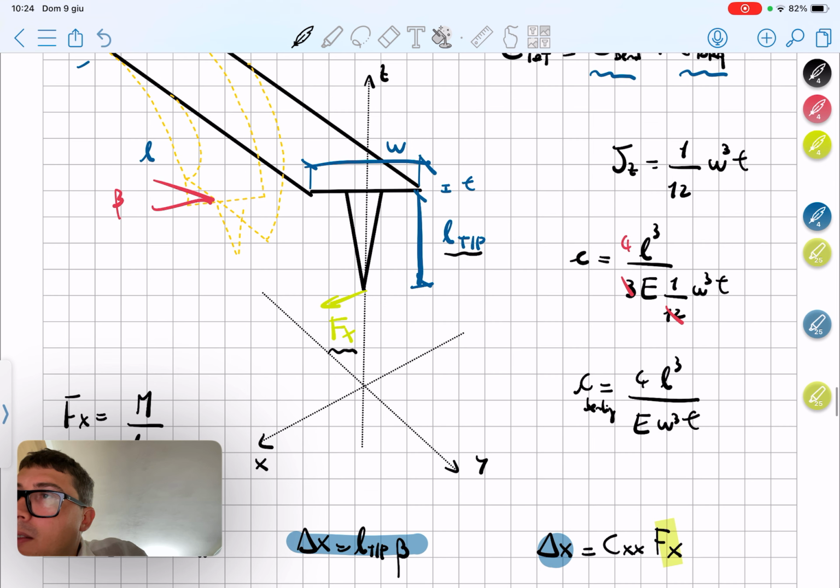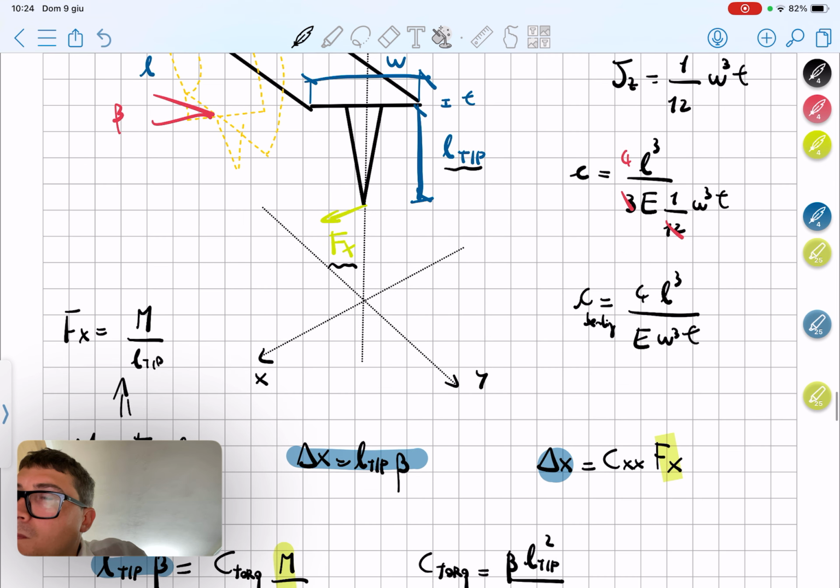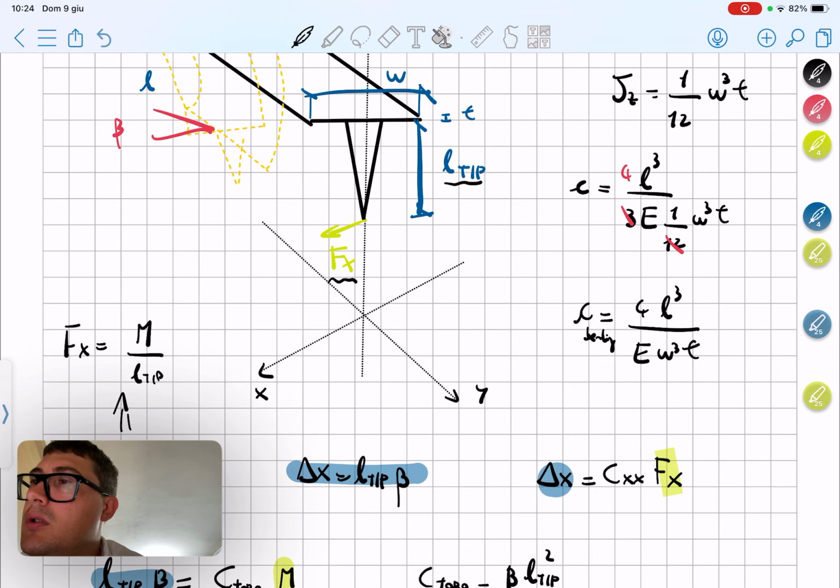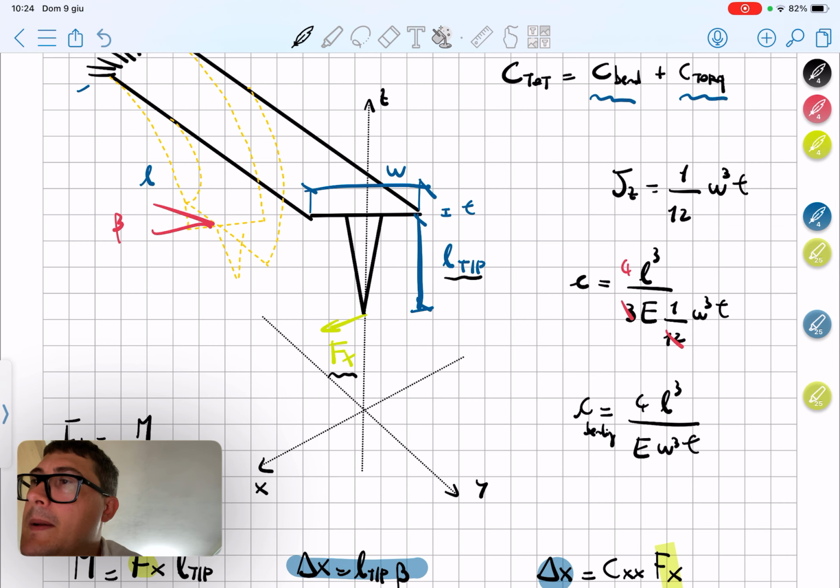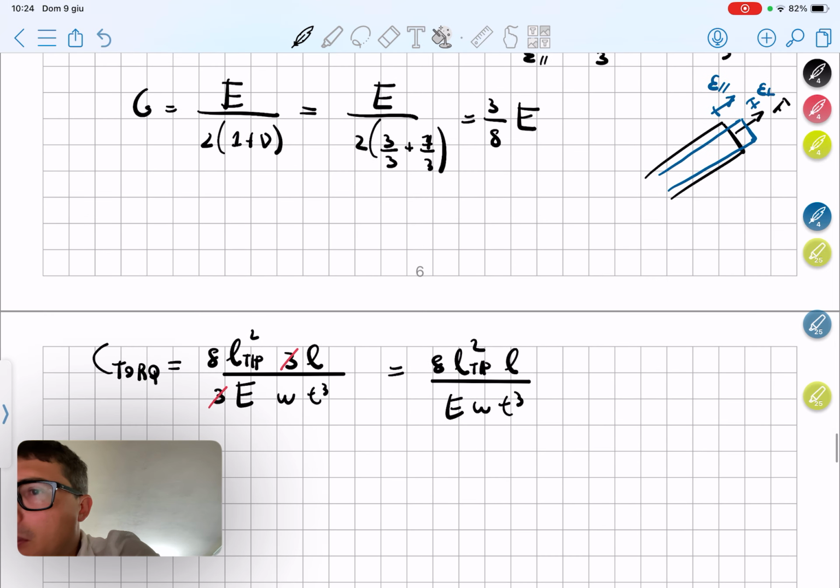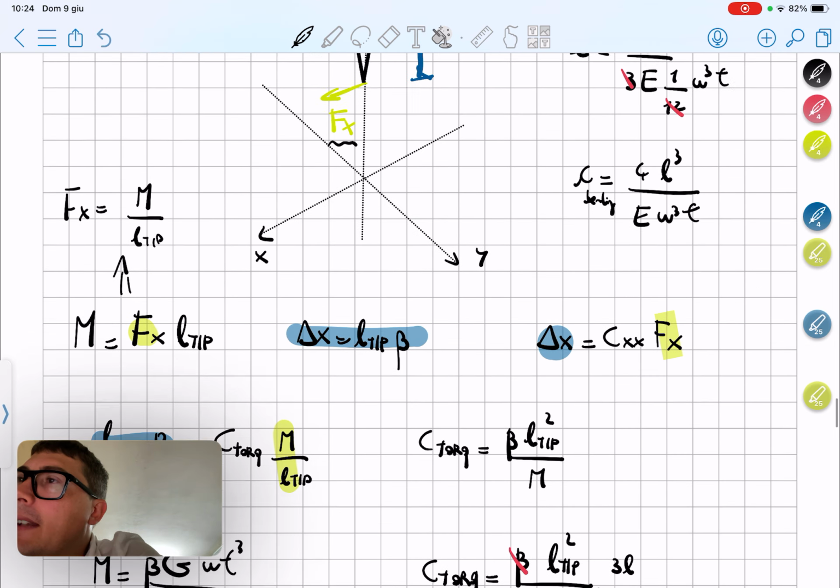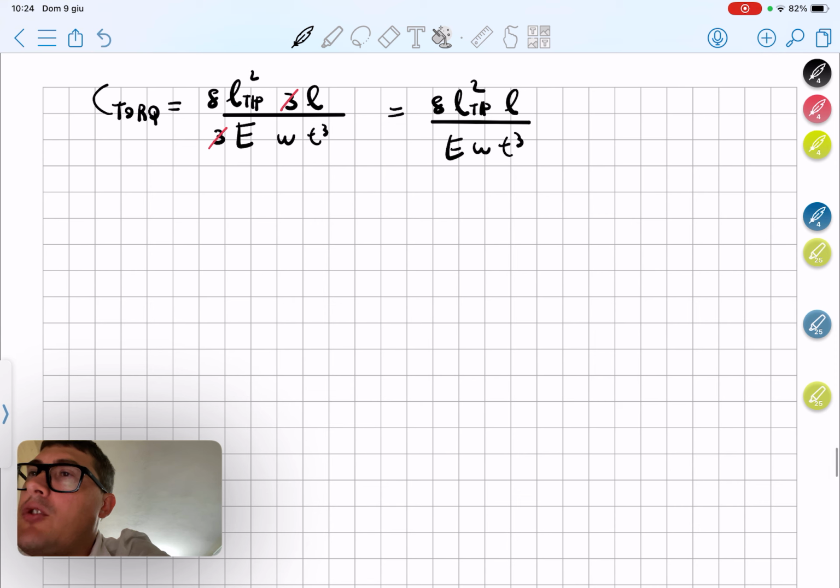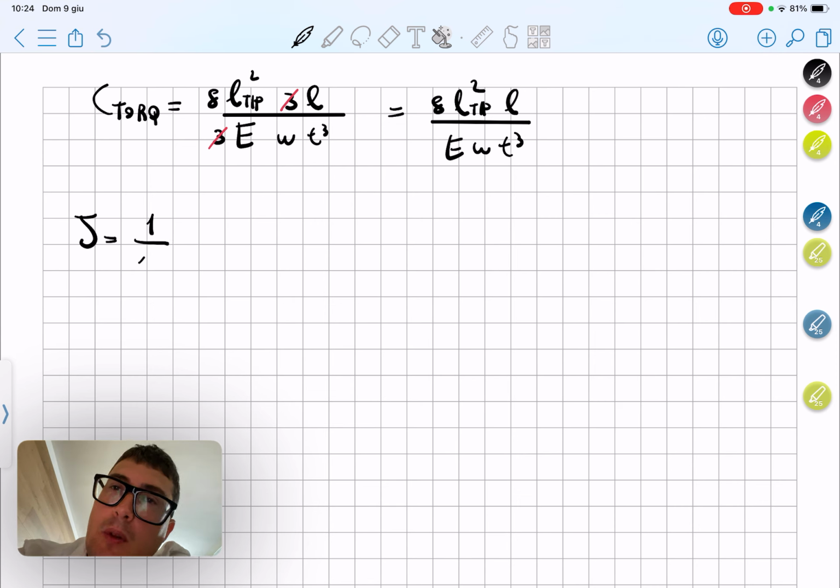But now I want our JZ. Okay, so omega t to the cube, I need to put inside omega t to the cube. Okay, so our JZ is 1 over 12 omega t to the cube.